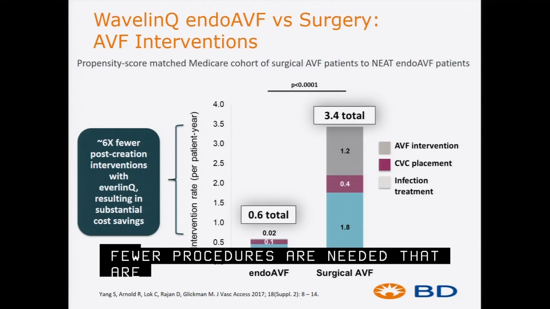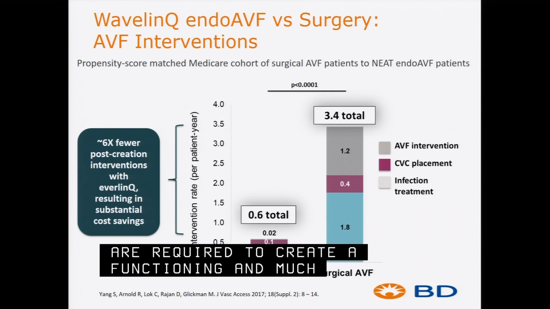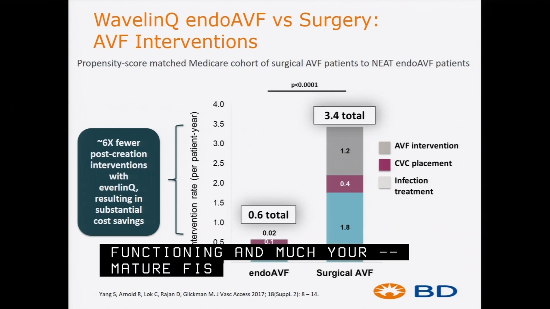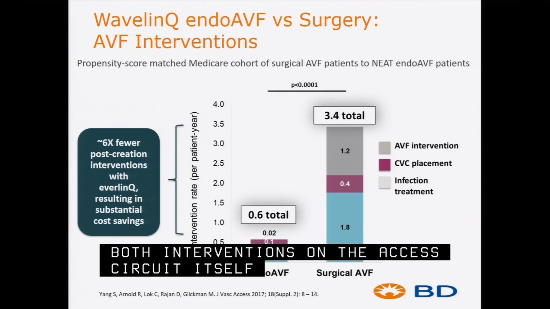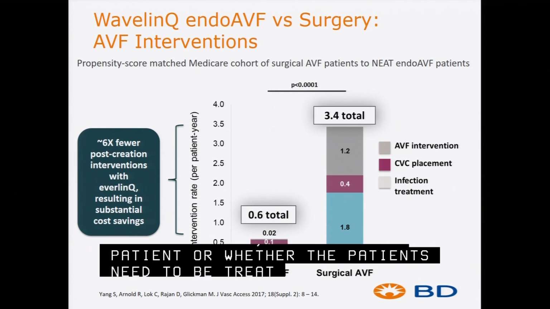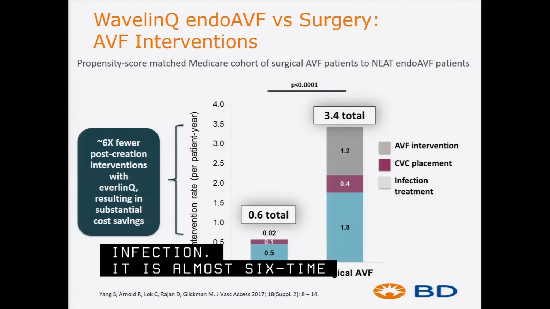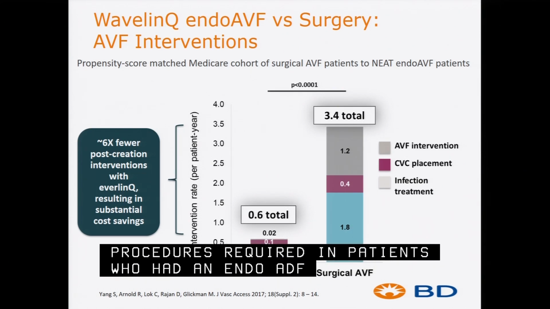This just sums it all up. If you look at all the interventions that are required, whether interventions on the access circuit itself, central line placement, or treatment for infection, it's almost 6 times fewer procedures that are required in the patients who had an endo-AVF as compared to those that had a surgical fistula. And again, this is from a propensity score matched Medicare cohort of surgical AV fistulas.